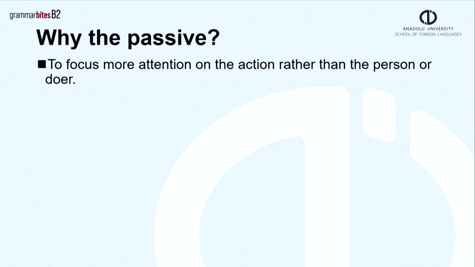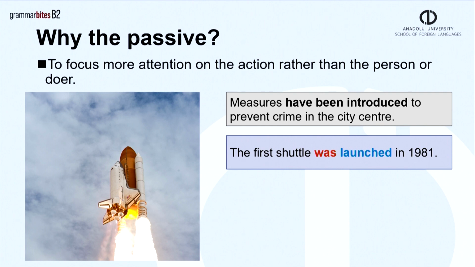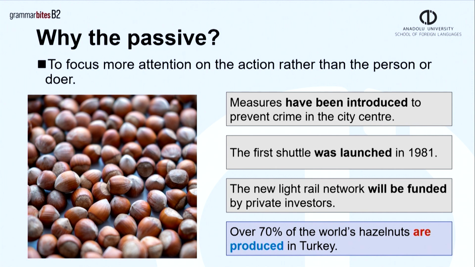Another reason to use the passive is to place the focus and attention on the action, rather than the person or the doer. Measures have been introduced to prevent crime in the city centre. The first shuttle was launched in 1981. The new light rail network will be funded by private investors. Over 70% of the world's hazelnuts are produced in Turkey.